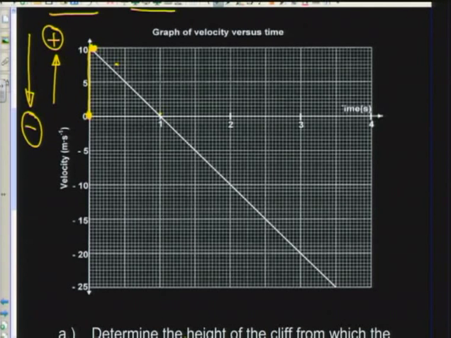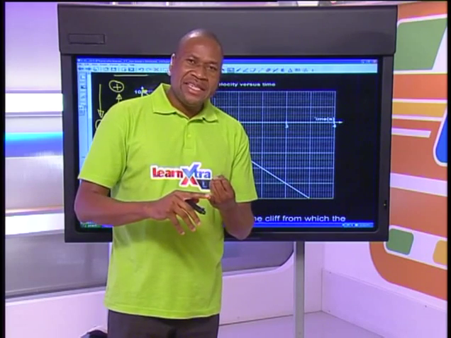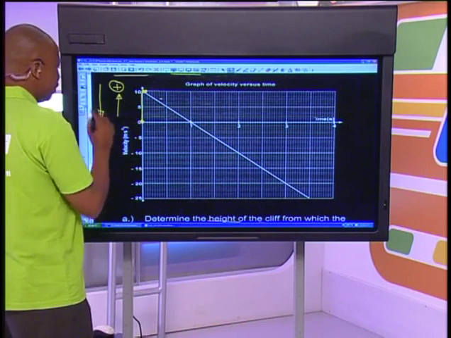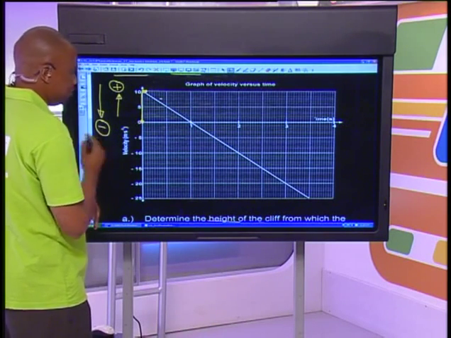Now, if going upwards is positive, going downwards is negative, it means I've got directions for all my vector quantities. Remember, when I talk velocity, I need to know the direction. When I talk acceleration, I need to know the direction. When I talk displacement, or change in position, I need to know the direction. Now, the graph here is such that up is taken to be positive and down is taken to be negative.